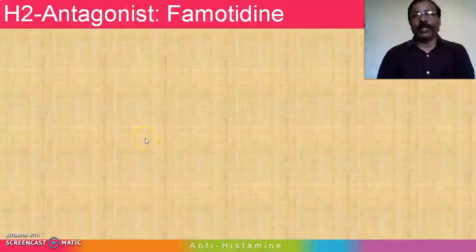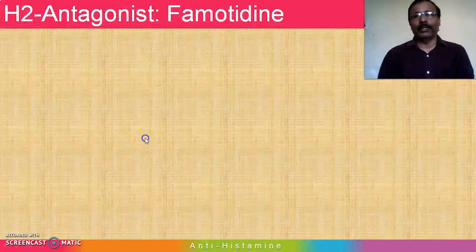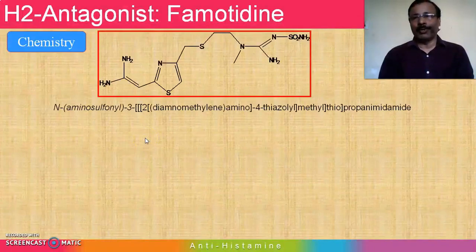Now let's focus on the second drug, that is Famotidine. This is the general structure of Famotidine. The IUPAC nomenclature is given below the structure. It is an amide derivative.